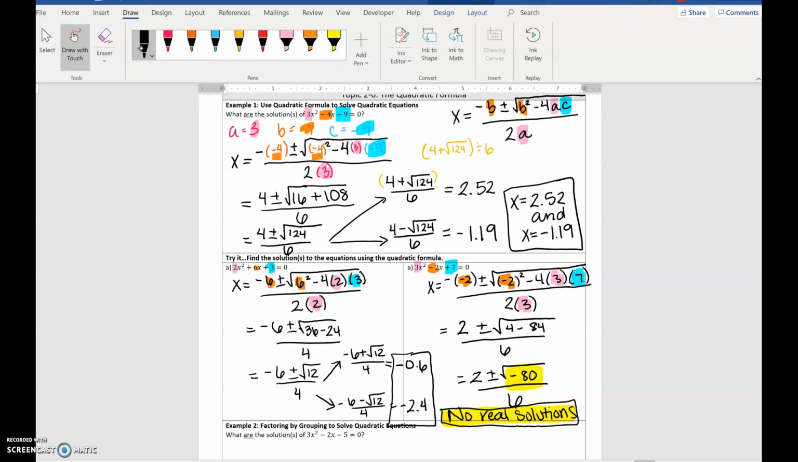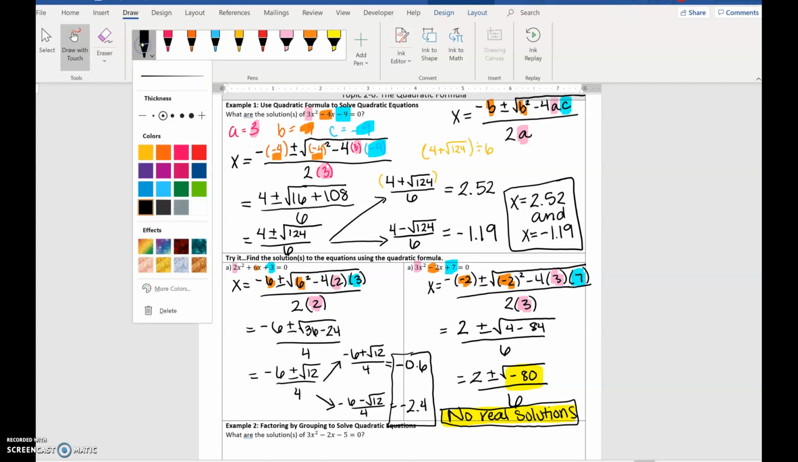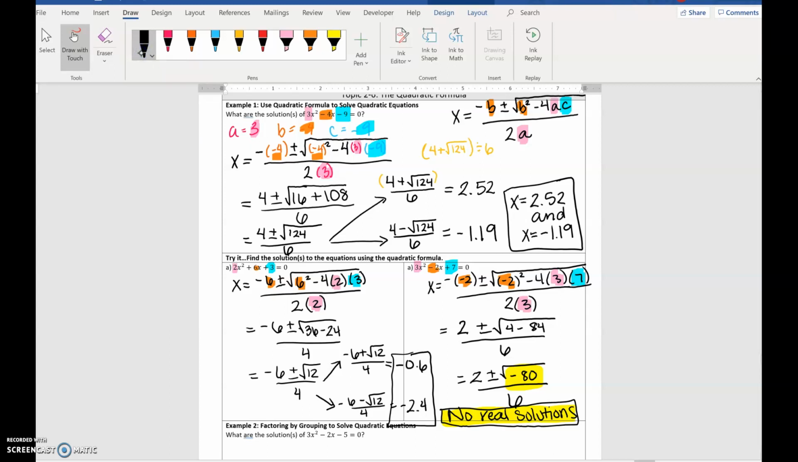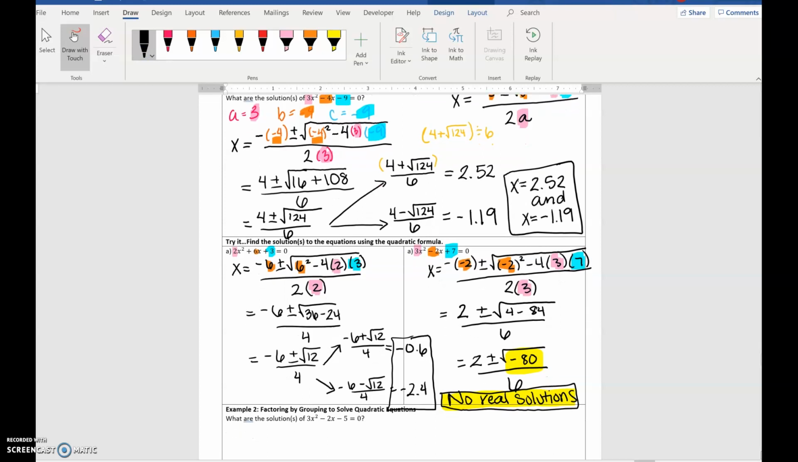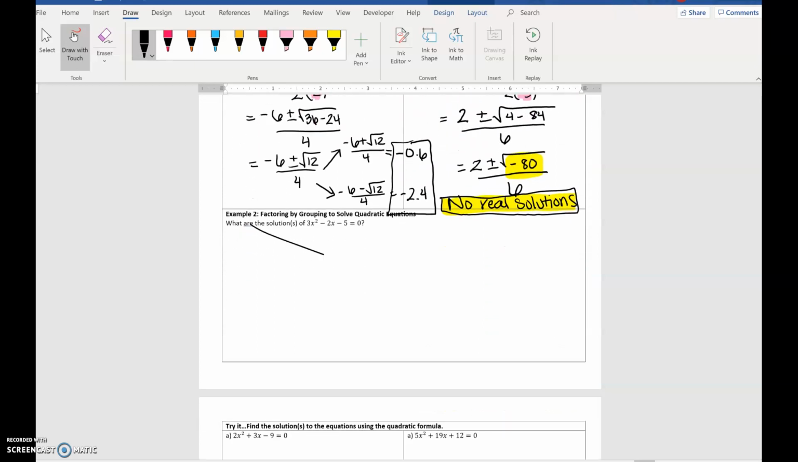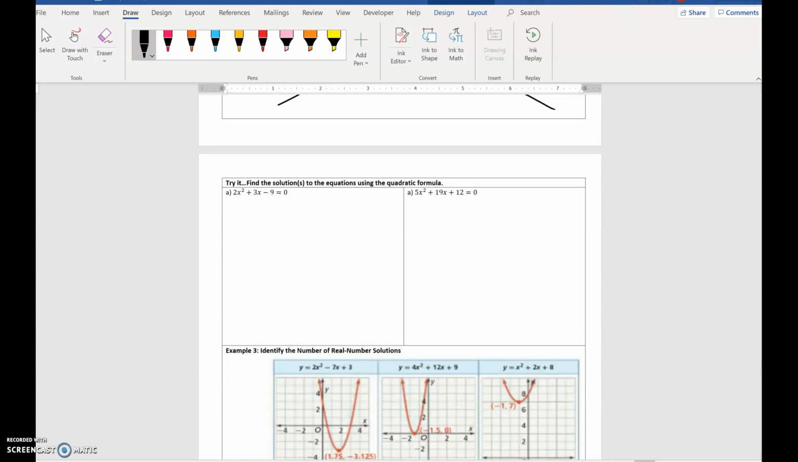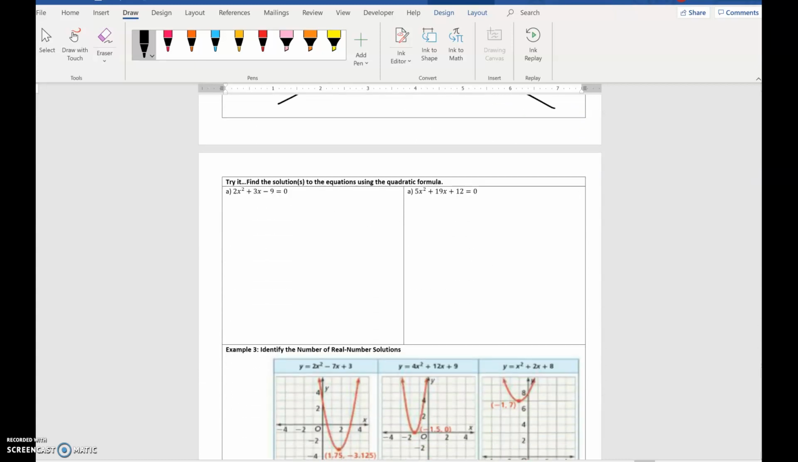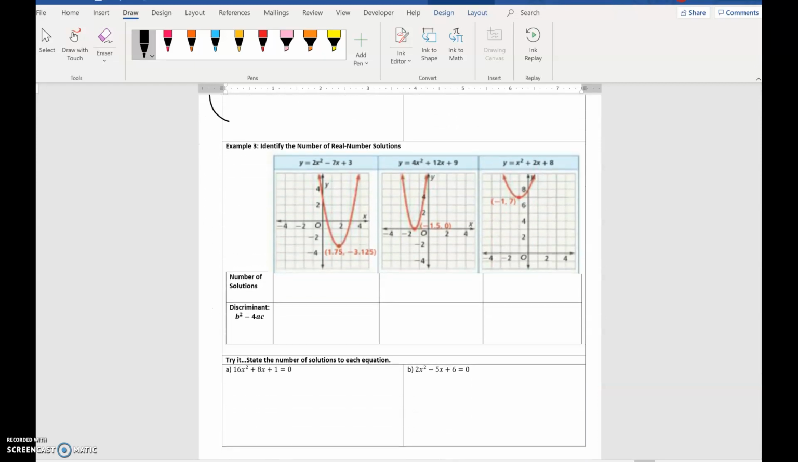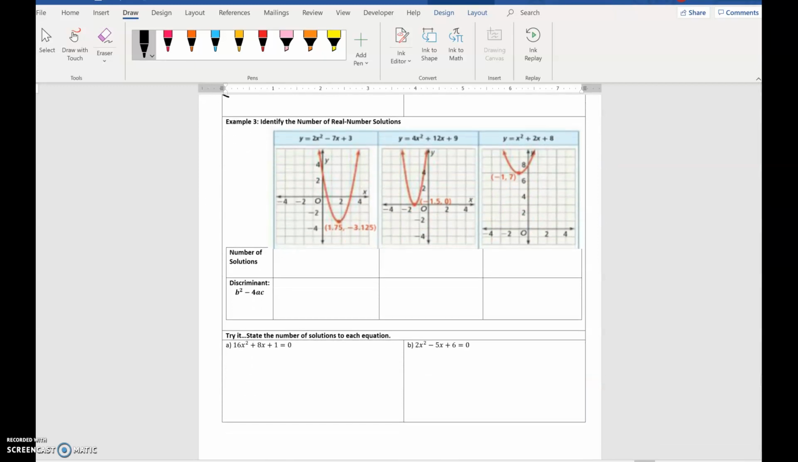We are skipping example 2. So we're going to be scrolling down here. We're skipping this. I'm not going to be doing it. And we're also skipping these, sorry, we're not skipping those. If you would like additional practice, you are more than welcome to do those. I'm not going to cover them in this video. But if you go down to example 3, that is what we're going to be looking at next.